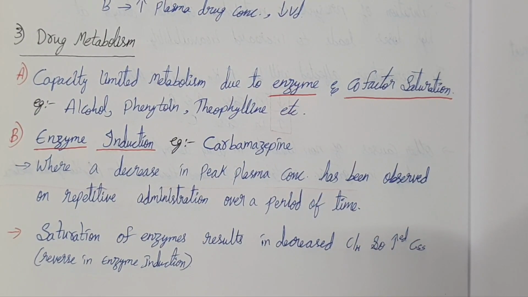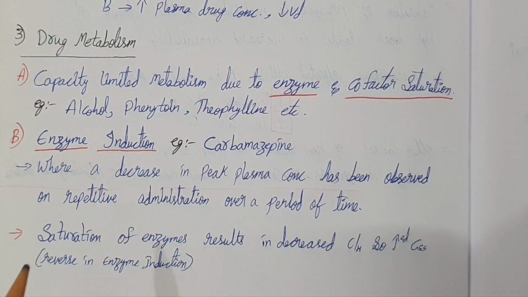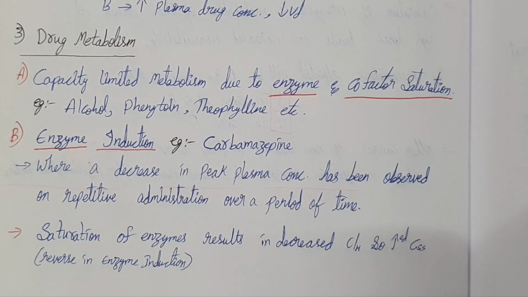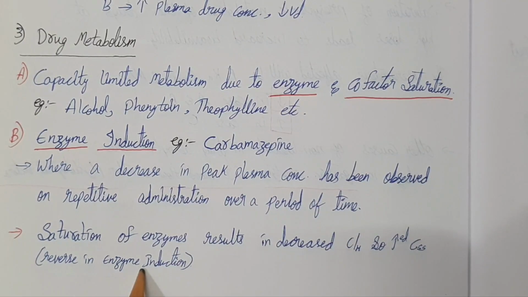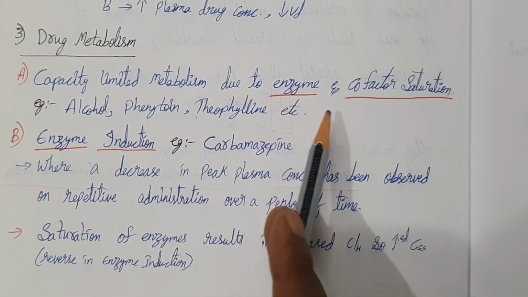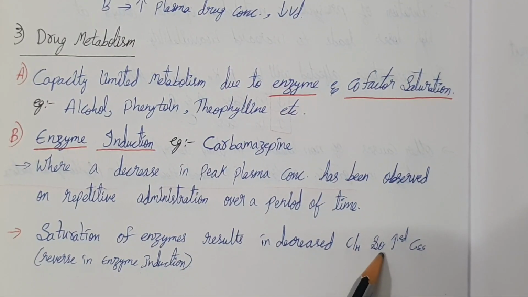Then we have enzyme induction. In enzyme induction, drugs like carbamazepine induce enzymes, lowering plasma concentration over time. Saturation of enzymes results in decreased hepatic clearance, so increased Css. It is reverse in enzyme induction. But in case of enzyme cofactor saturation, the saturation results in decreased clearance, so increased Css.